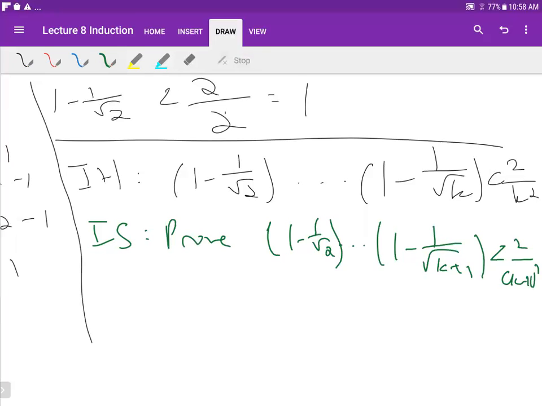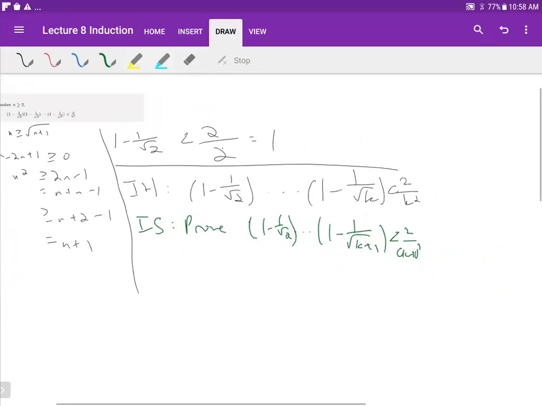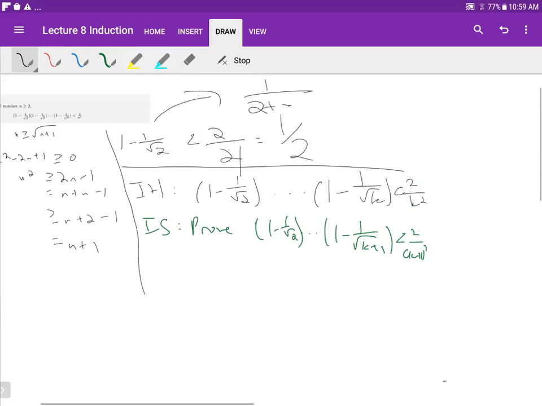Sorry, that's sort of blurry. Oh wait, I just realized I messed something up. This is 2 over 4, right? Because it's n squared. So this would be equal to 1/2, right? And we can prove this by rationalizing the denominator. I'll do this without proof, but you get that this is equal to 1 over 2 plus root 2, right? And that would be less than 1/2.